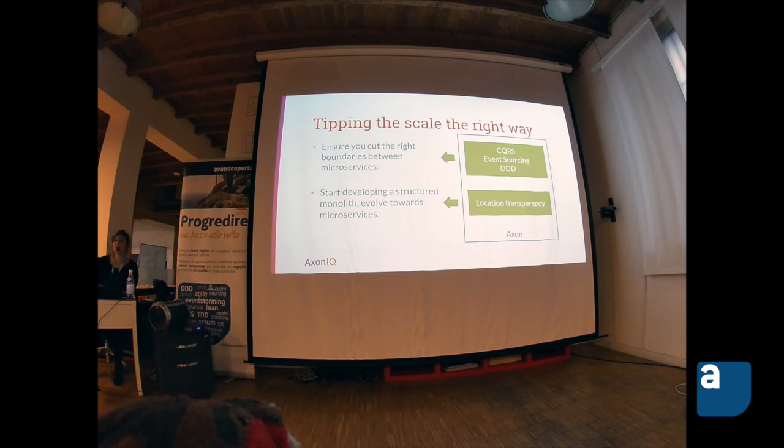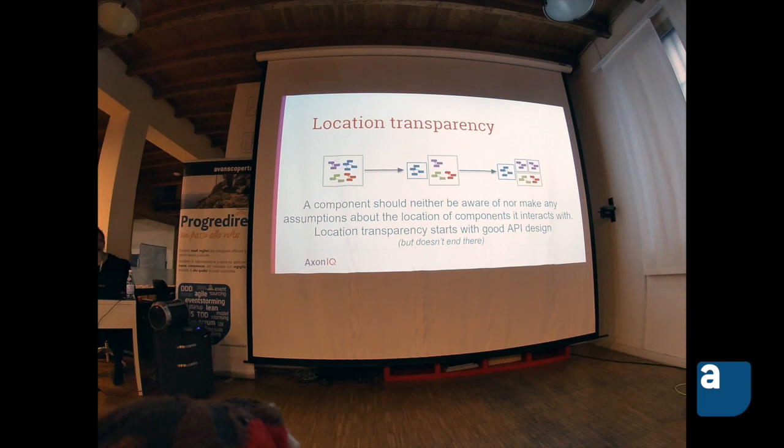Now we need one other feature to be able to split the monolith in a very efficient way. This is location transparency. Location transparency allows us to evolve from a monolith to a microservice architecture in a simple way. It is the concept that all the components don't know where the other components they interact with are located.